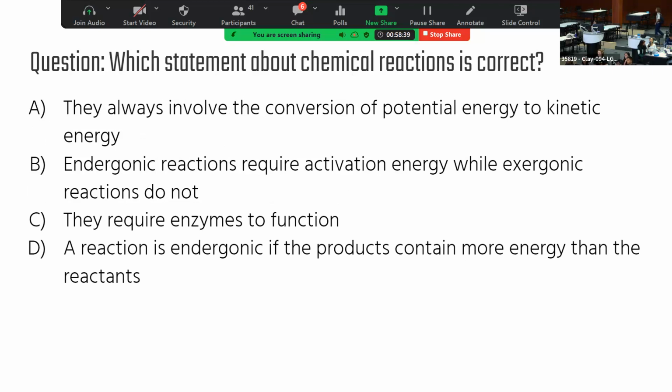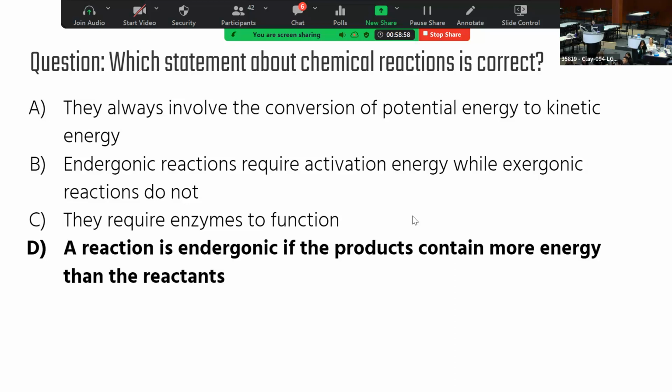Okay, next one there. Which statement about chemical reactions is correct? Anyone? I heard D. D is the right answer. So a reaction is endergonic if the products contain more energy than the reactants. So I have a diagram later which kind of shows that one there.